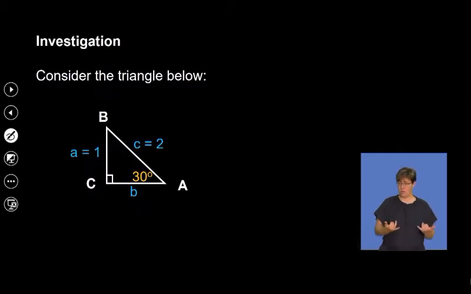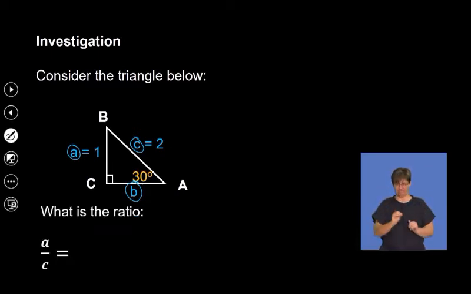Now, consider the triangle below. You can see that I have the angle 30. I know what side A is. I know what side C is. Remember, the reason why it's A, C, and B is because each is the side opposite vertex A, vertex B, vertex C. So we name it according to that.